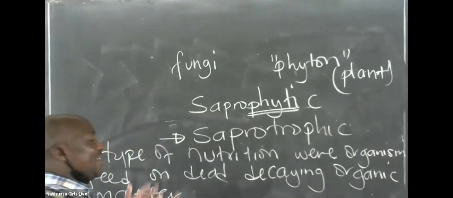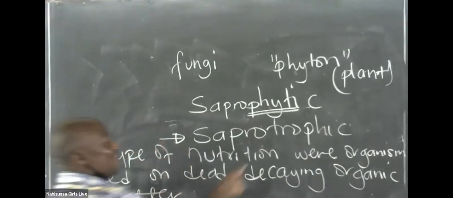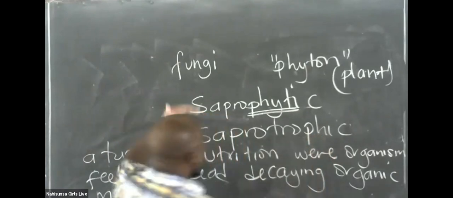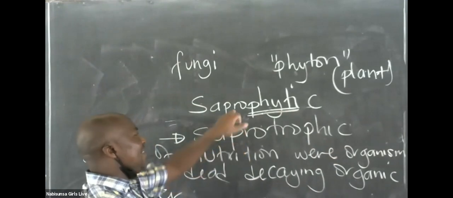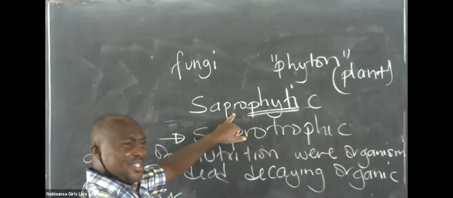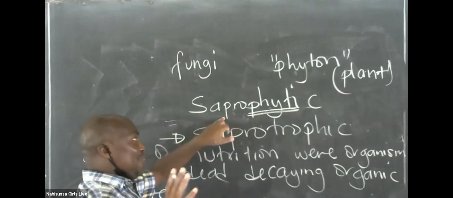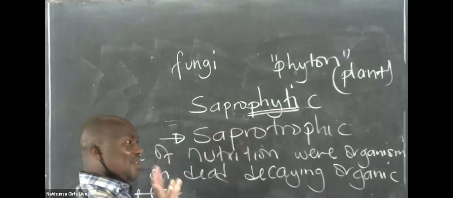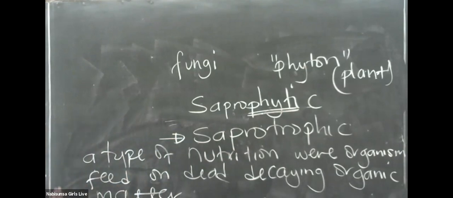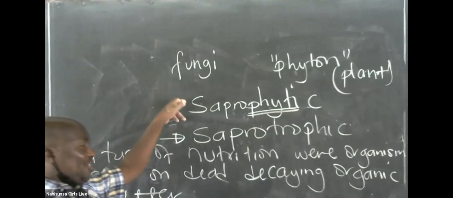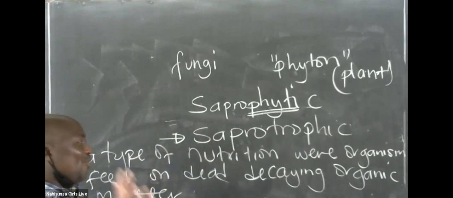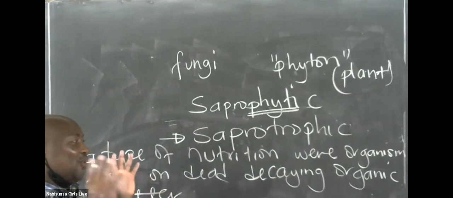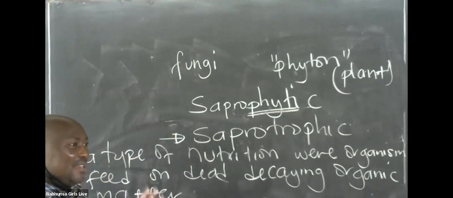Because it is just looking at an organism feeding, while this one is saying nourishment. But if I forget this and write this, there is no problem. Saprophytic and saprotrophic are the same. So don't ask, teacher, can you define saprophytic? Can you define saprotrophic? They are the same. They are all looking at organisms feeding on dead, decaying organic matter.